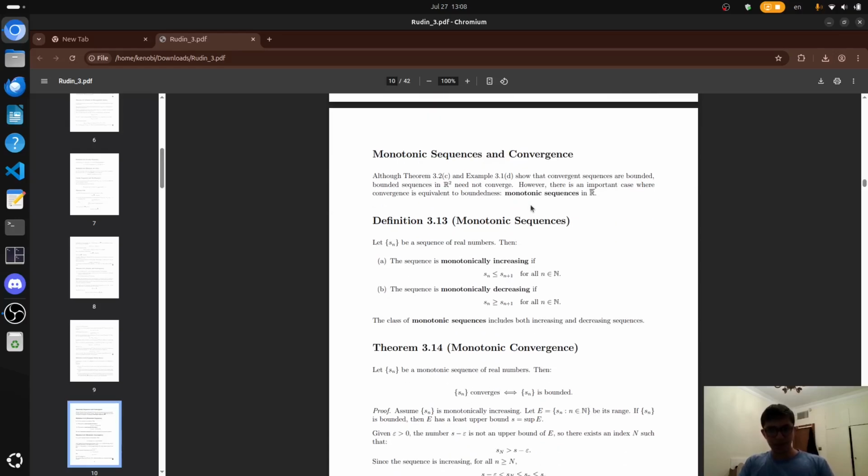Now we have monotonic sequences and convergence. We say a sequence is monotonically increasing if every number is less than or equal to the next number, and monotonically decreasing if s of n is greater than or equal to s of n plus 1. So it's basically increasing or decreasing. If it decreases, then it can't increase anymore. It's either going to stay the same or go down. That's what we're saying.